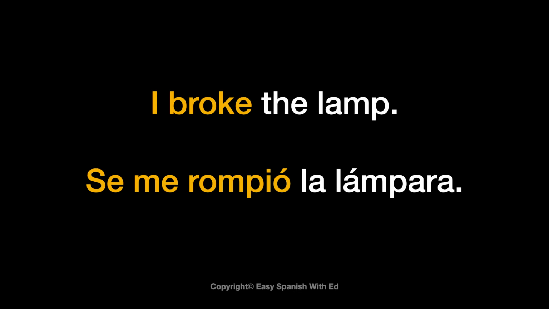So how would you say, I broke the lamp? But you want to convey the sense that it was an accident, something that happened completely unintentionally. It would be, se me rompió la lámpara. And what this essentially is saying is that the lamp broke on me. I certainly didn't mean for it to happen. It just broke. I know it might sound funny, but this is the way something like this is commonly expressed in Spanish.